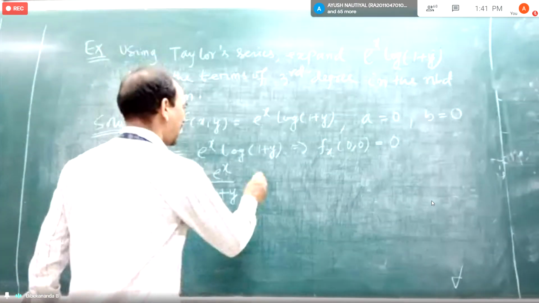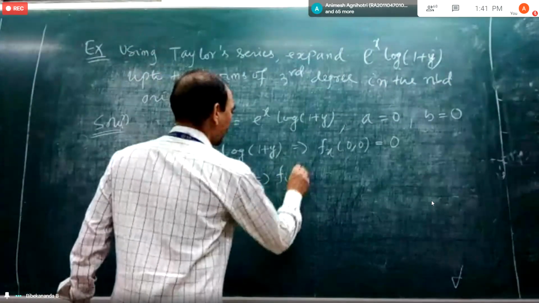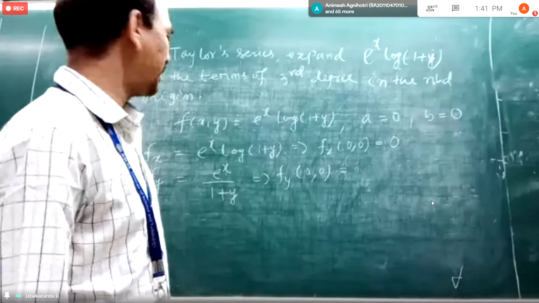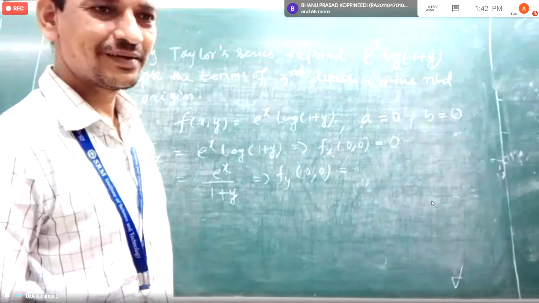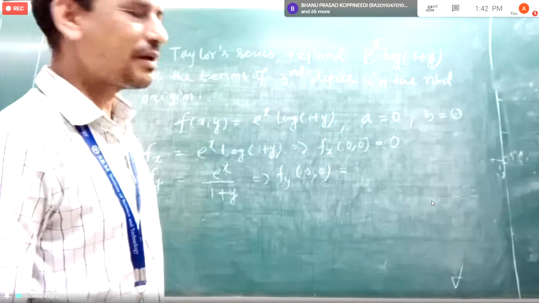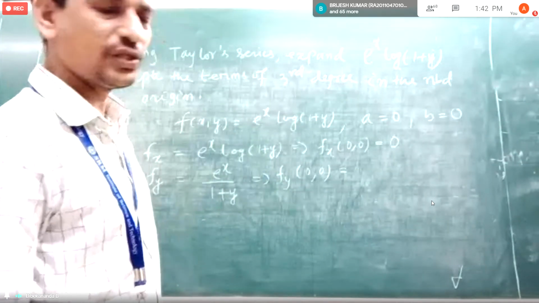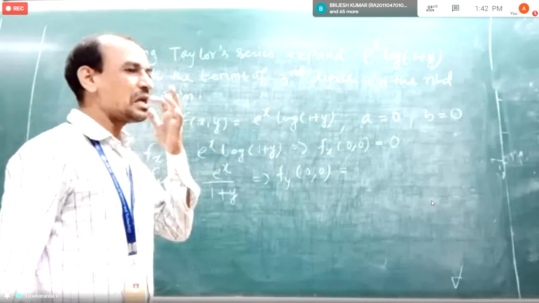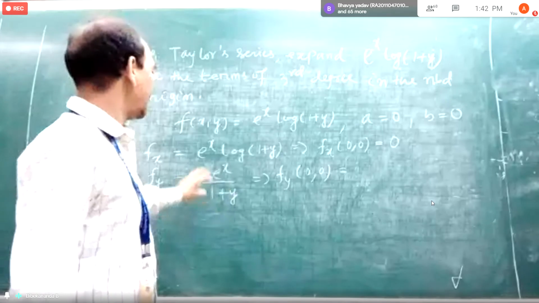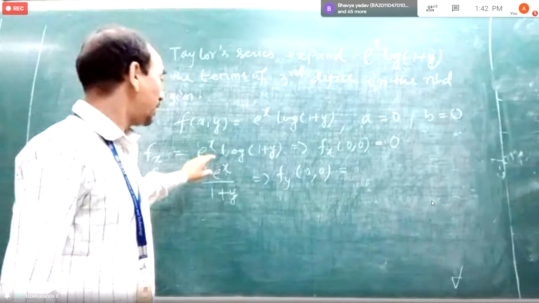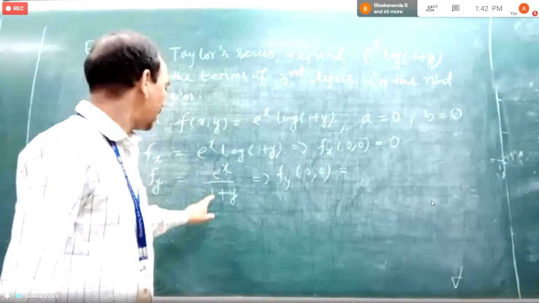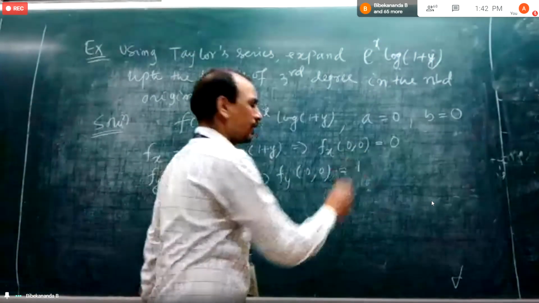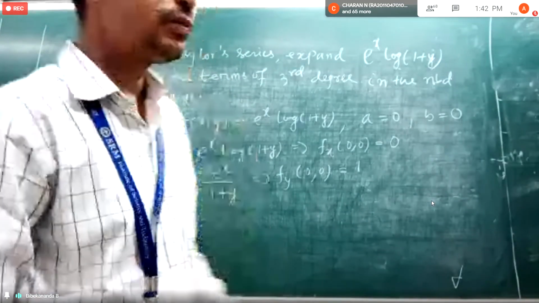And then find fy at origin. What is the value of fy at (0, 0)? 1. Immediately you can see e to the power 0 is 1, so 1 by 1 plus 0. 1 plus 0 is 1, so 1 by 1 is 1.